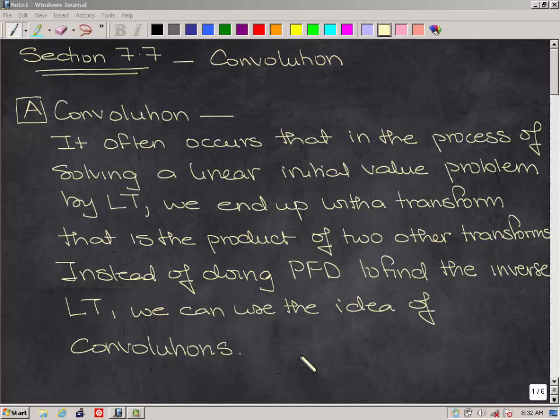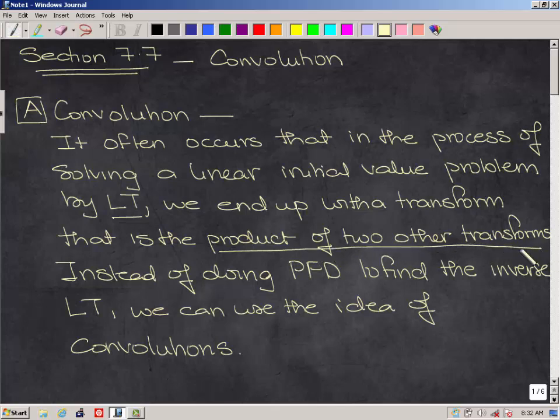Hi, in section 7.7, we're going to take a look at the idea of convolution. So what is convolution? Well, it often occurs that in the process of solving a linear initial value problem using Laplace transforms, we end up with a transform that is a product of two other transforms. So this is what's important. And instead of using partial fraction decomposition to find the inverse Laplace, we can use the idea of convolution.